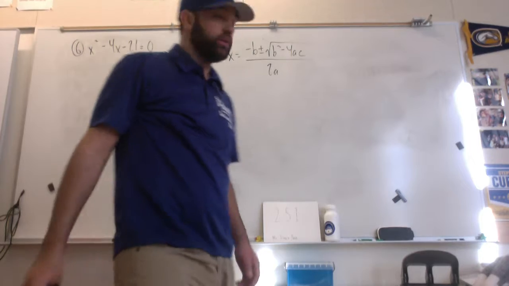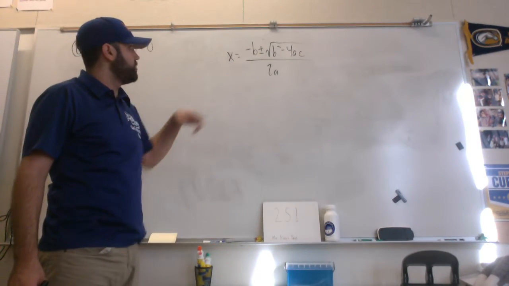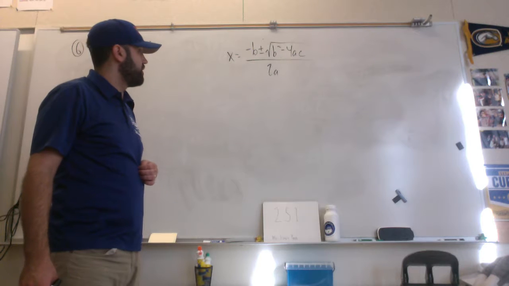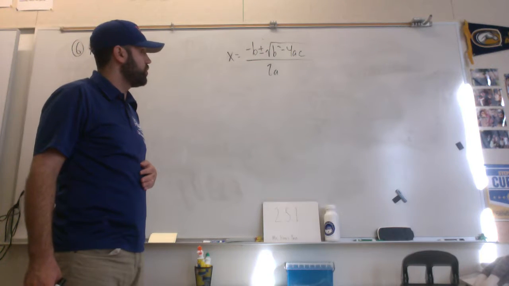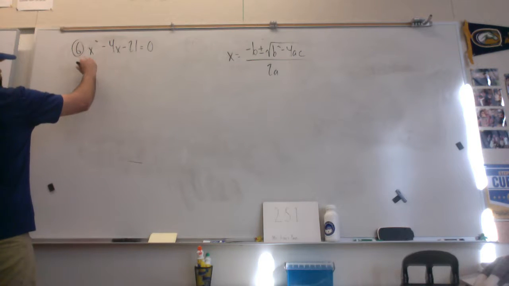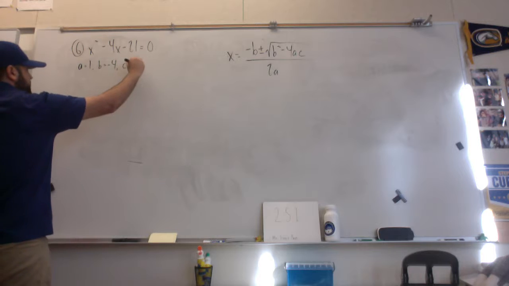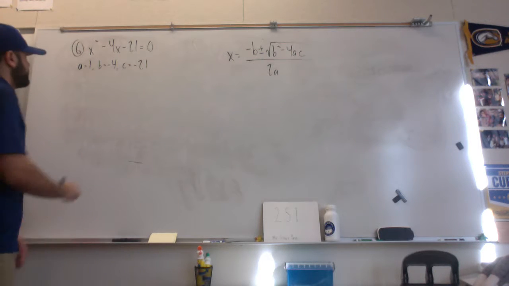Solve this by specifically using the quadratic formula. Here's the quadratic formula over here: negative b plus or minus the square root of b squared minus 4ac, all over 2a. So here, in my equation, a is 1, b is negative 4, c is negative 21. So I'm just going to plug in and solve.